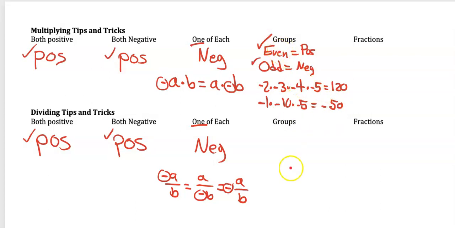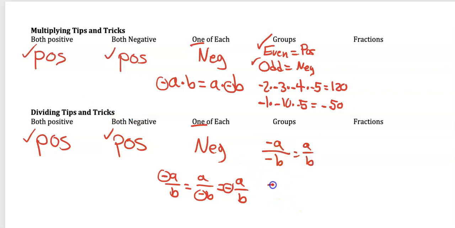So follow those rules. It's the exact same if you have groups of dividings. The only trick is if you have groups, most of the time you'll see two. If you have a negative on top and then a negative on the bottom, they're both negative, and it's just going to be A over B. So just be careful.